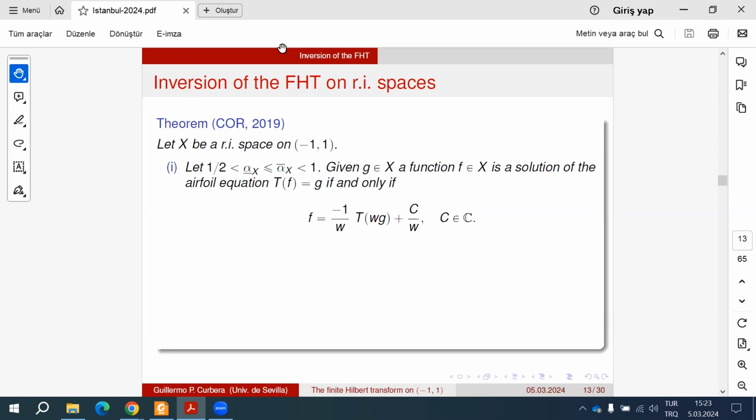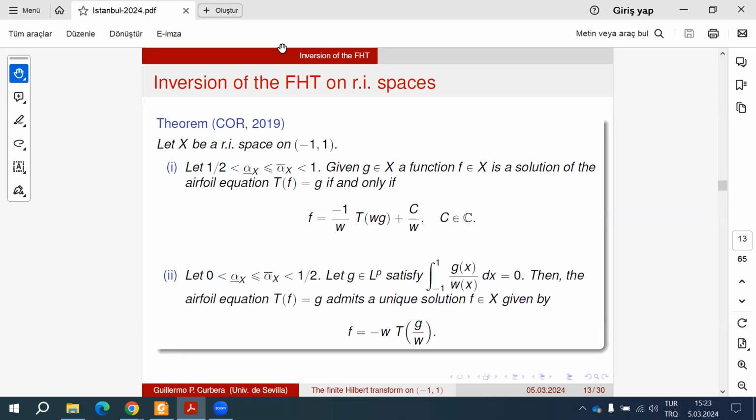We have the same solution. Given an X, there's a function such that the solution is this. It's the same result as for LP, but for a tremendously large class of spaces. In the other case of the index, between 0 and 1/2, again, there is not always a solution.